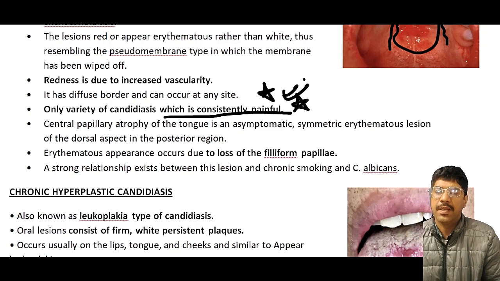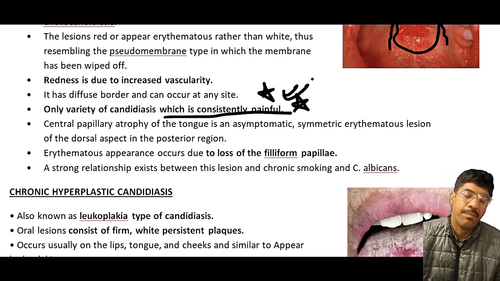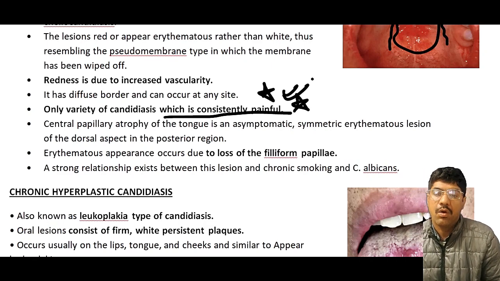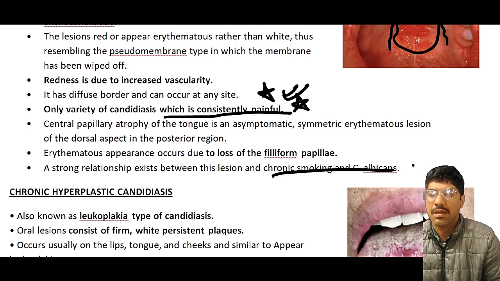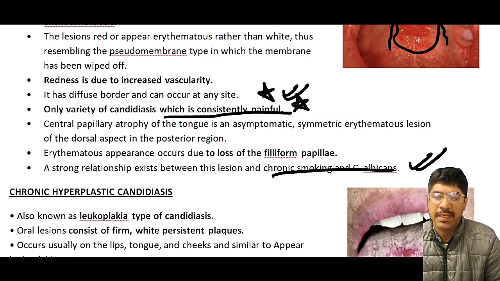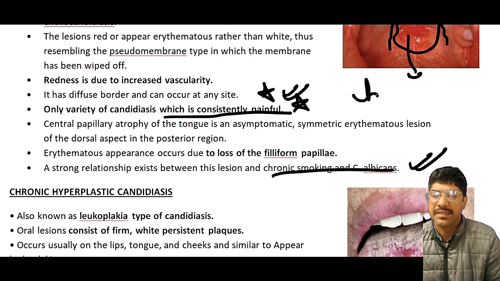Now the central papillary atrophy of the tongue is a red patch on the back of the tongue that looks red because it has missing filiform papillae. This tongue issue is often linked to chronic smoking or the presence of Candida albicans. Sometimes the back part of the roof of your mouth can get red due to contact with the tongue lesions. That is known as a kissing lesion.